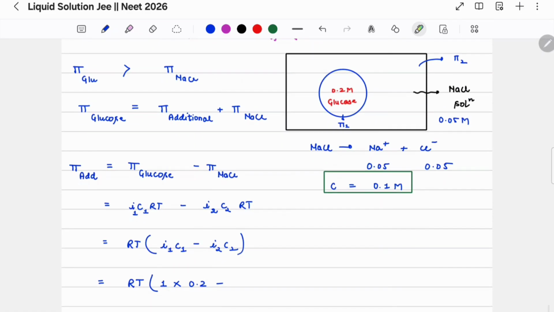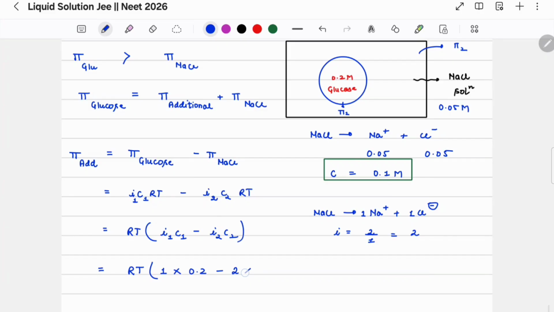Now this part, I2. One thing you need to understand, the NaCl which I have already written, you can do in two ways. So I will explain the easy part, otherwise you will be confused. Na plus and Cl minus. So what you need to understand, this is also 1, this is also 1 only. So what will be the van't Hoff factor? Number of moles of product by reactant. So 1 plus 1, 2, divided by 1. What will it come? 2. So I can write I2 as 2.